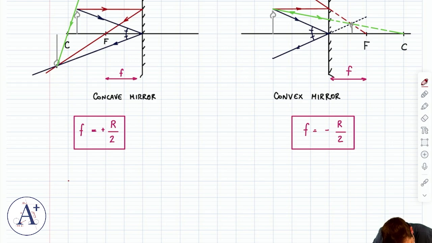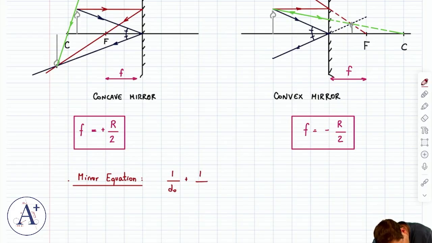We're going to have the mirror equation. The mirror equation is going to say 1 over d object plus 1 over d image is 1 over the focal length. This is the relationship between the object distance, the focal length, and the image distance. In other words, where the image will be produced.